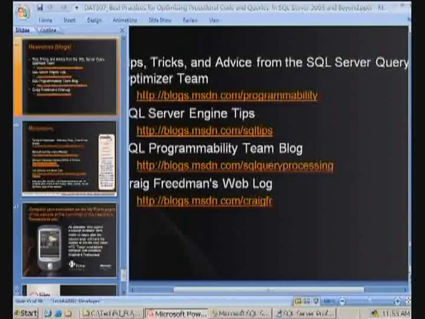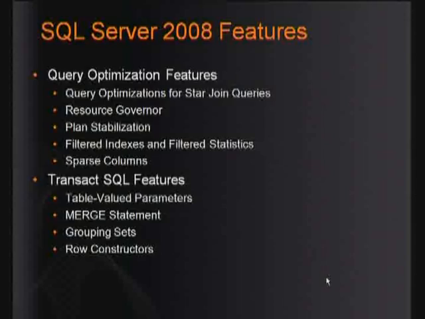For SQL Server 2008, the new features that have to do with query optimization are query optimizations for star join queries, in other words, to make the Analysis Services queries run faster. A resource governor, so you can split your SQL Server into workloads and decide how much each workload gets. Plan stabilization: you can save the query plans from 2005, and if the 2008 query plans happen to go slower, you can make 2008 use the 2005 plan automatically.